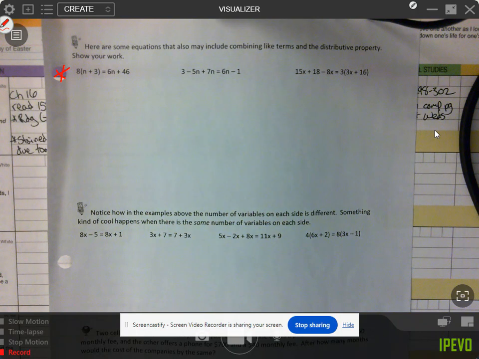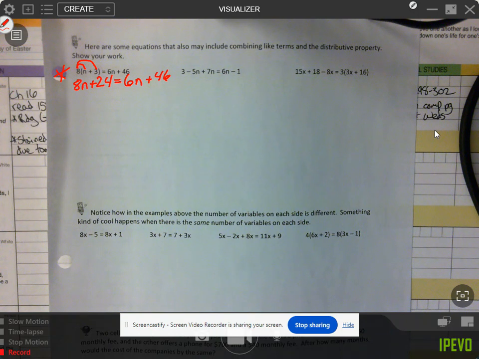Parentheses. So that means I multiply 8 times n, 8 times the positive 3. So positive 8 times n is 8n. 8 times the positive 3 is positive 24. That equals 6n plus 46. Do I have like terms to combine on the same side of the equal sign? No. So I'm going to go to step 3, because I don't have step 2 to do. I don't have any. Step 3. What do I do next?